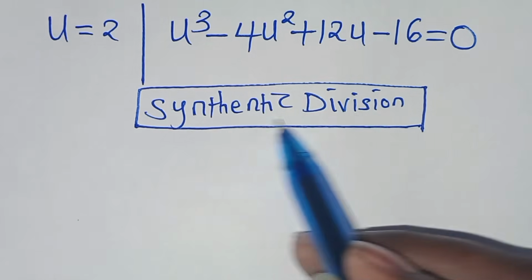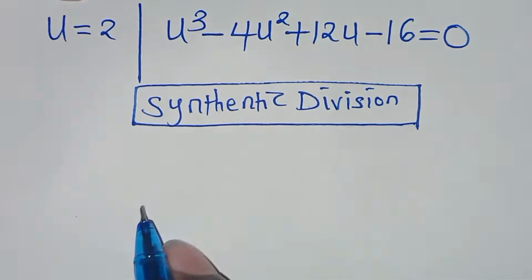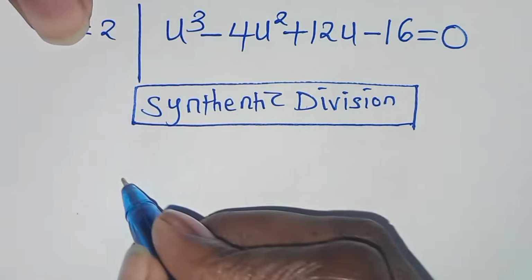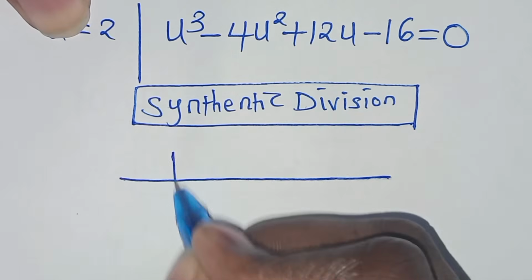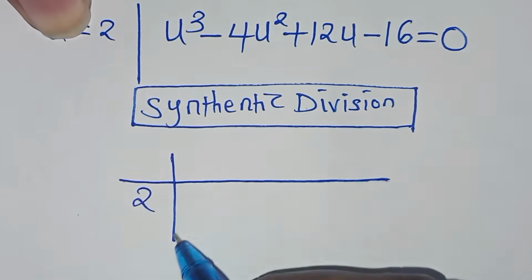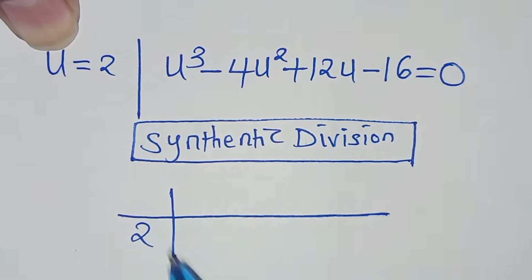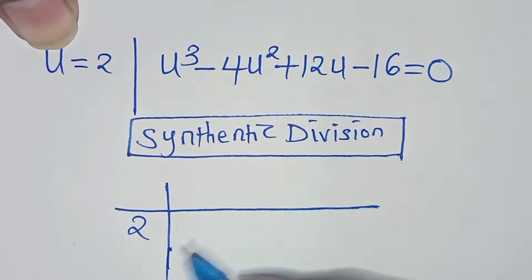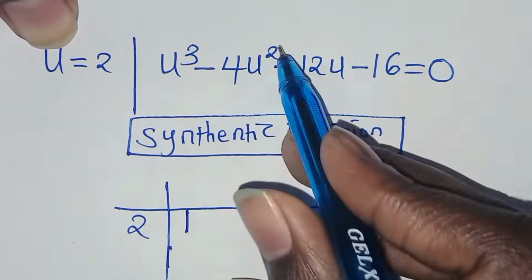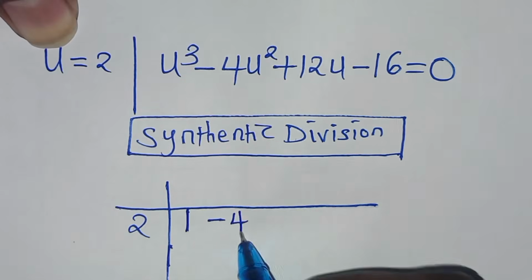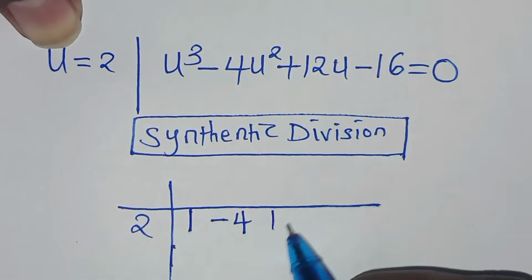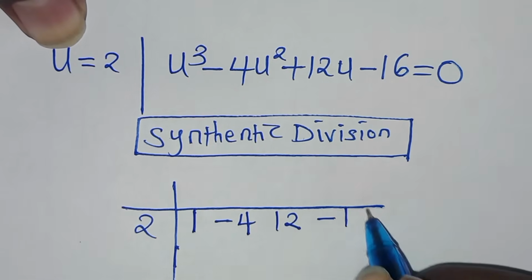Now let's apply the synthetic division from here. Since we have u is equal to 2, this implies that we have 2 here. And you find that the coefficients of this cubic function: the coefficient of u to the power 3 is 1, u squared we have minus 4, u the coefficient is 12, and then minus 16.